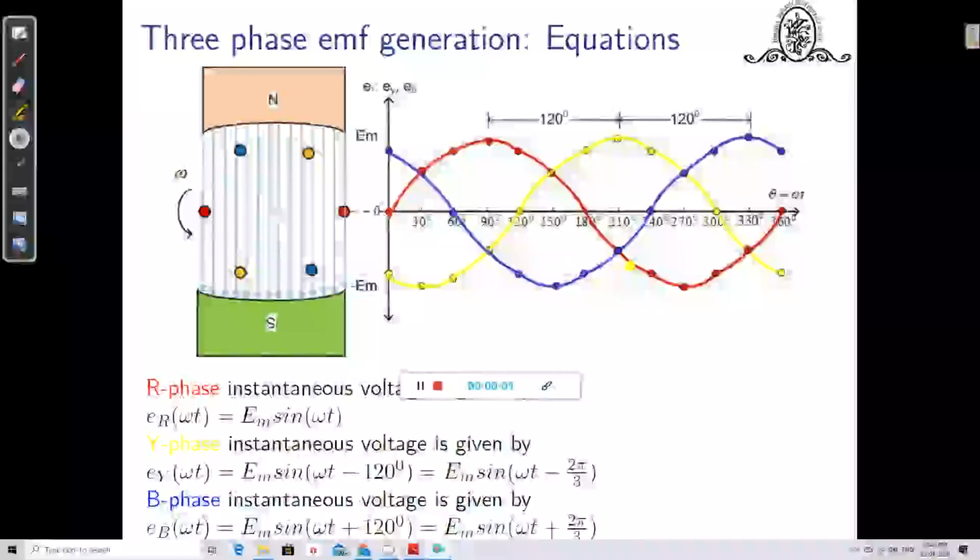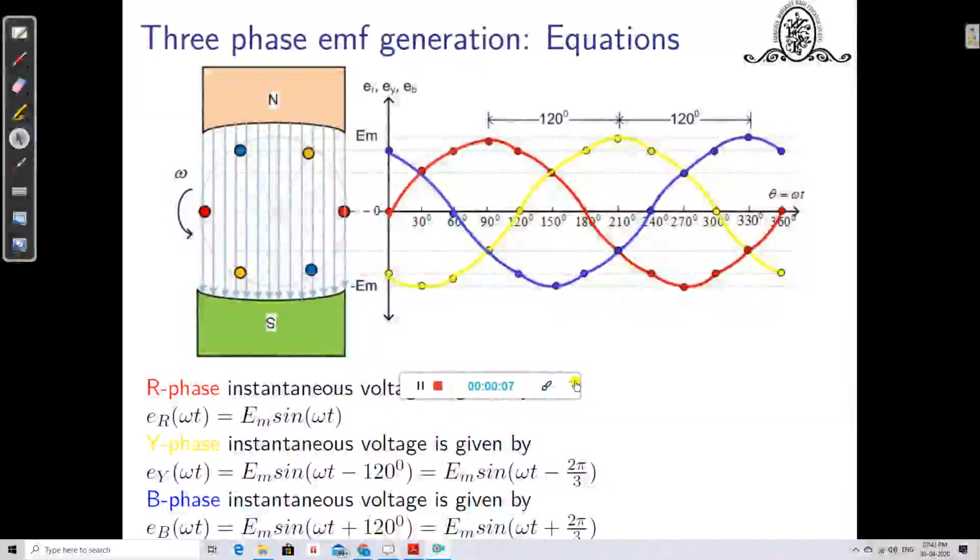Let's see how the EMF equations are developed for the three-phase EMF, the three-phase EMF voltage equations. We have observed that, taking the R phase as a reference, the R phase starts at 0 degrees and attains its maximum value at 90 degrees. The Y phase appears at its maximum value exactly 120 degrees later. See, it appears at 210. So 210 minus 90 means the phase angle difference in attaining the maximum value is 120 degrees.